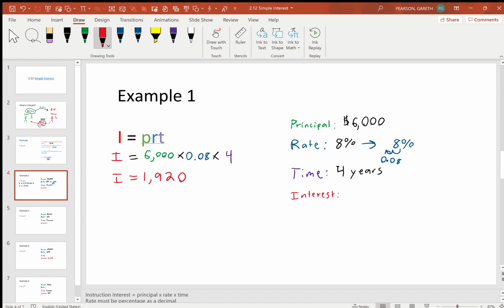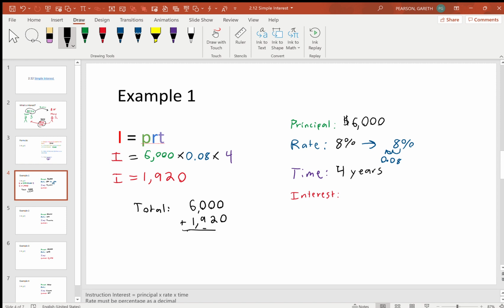So, I mean, that's a lot of money considering how small the loan is. But on top of that, if you go ahead and you want to find out the total amount paid back, you would take the initial $6,000 and you would add the interest, 1,920.